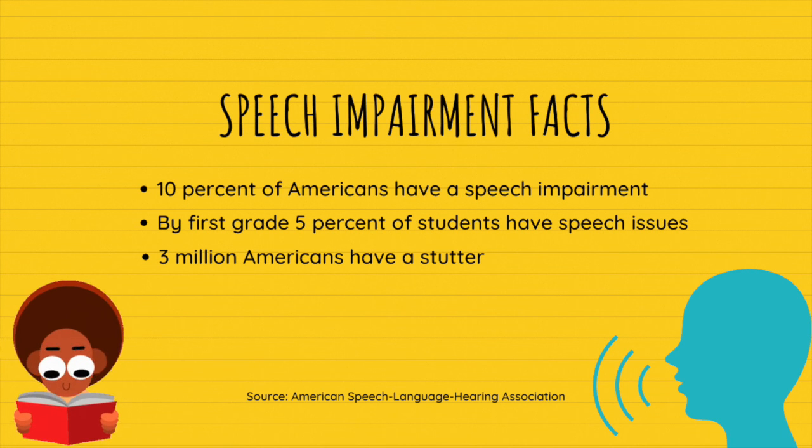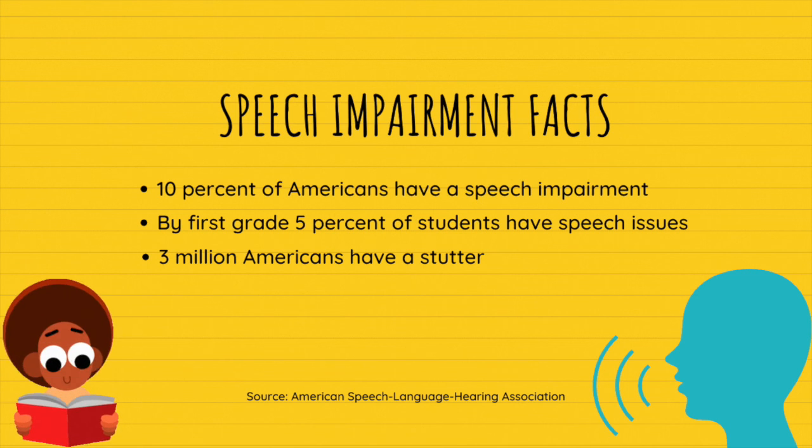On speech impairment facts, 10% of Americans have a speech impairment. By first grade, 5% of students have speech issues. That's why a lot of times districts will invest in speech teachers or speech pathologists that are on staff. And around 3 million Americans have some form of stutter or impairment in their spoken word.